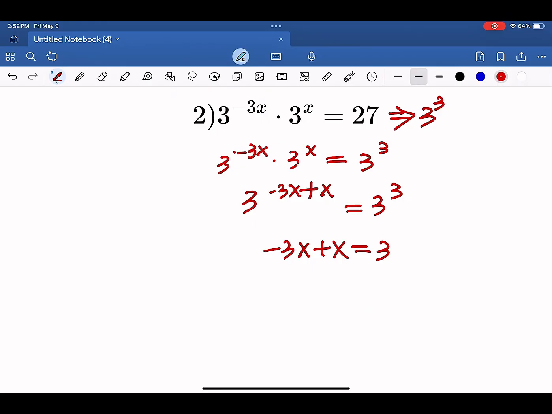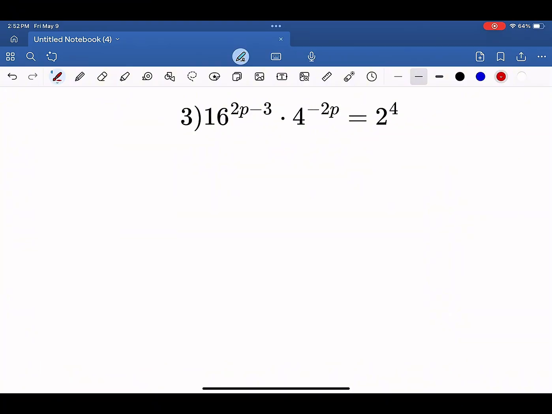Negative 3 plus 1 is negative 2. So negative 2x equals 3. You divide by negative 2, which is negative 3 over 2. Next one.